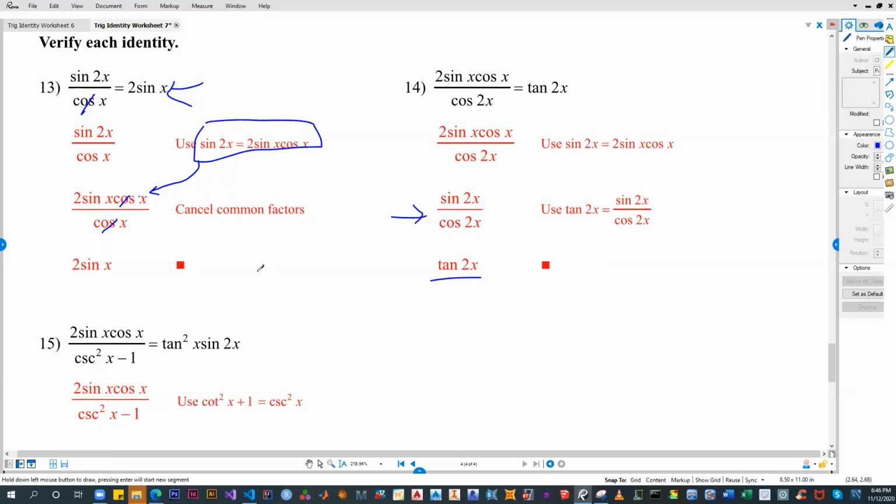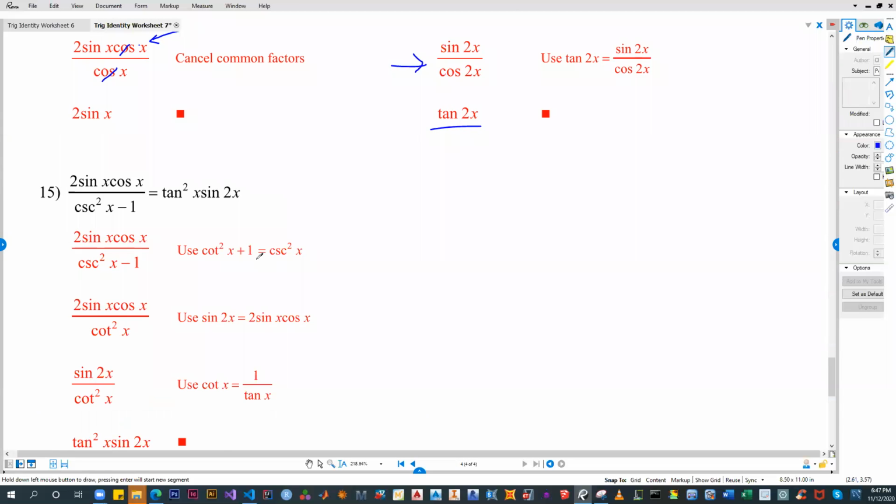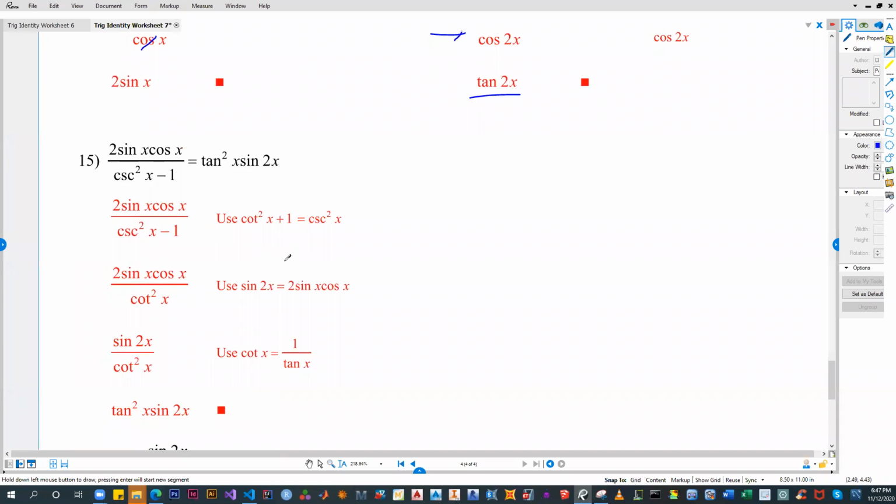Because the sine 2x here, after you do that, you can expand it. But then how do you get the sine 2x? And then this one, let's look at this one. So you have 2 sine x cosine x over cosecant squared x minus 1, and then you need to get tan squared x times sine 2x. Okay, let me look at the sheet again. There's a cotangent, there's a cosecant here. Yeah, it's the Pythagorean identity, I think the third one. You get cotangent squared plus 1 equals cosecant squared x, or theta rather.